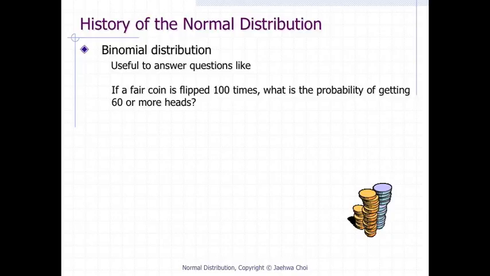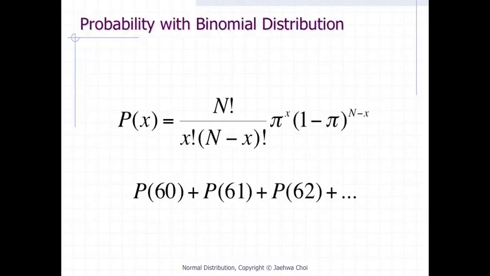The formula presented here is the one you would use to determine the probability of obtaining exactly x heads out of n flips, where x is the number of heads, n is the number of flips, and pi is the probability of a head. In our problem, x is 60, n equals 100, and pi equals 0.5.